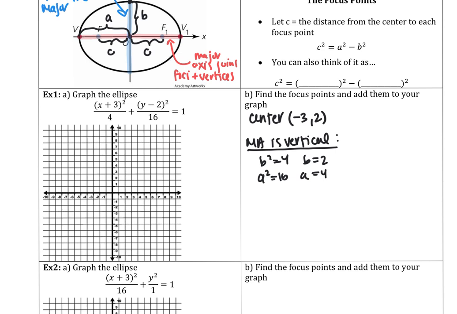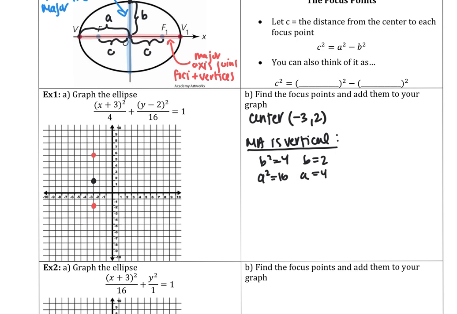So let's go ahead and set some stuff up, and then we'll come back to find the focus points. So the center is at (-3, 2). Let's go ahead and plot that. Negative 3 over, 2 up. There's the center. And now, since I know it's a vertical ellipse, I'm going to plot a units away from the center for the major axis. And since it's vertical, that's going to be up and down 4. So I'm going to go 1, 2, 3, 4, there's a vertex point, and 1, 2, 3, 4, there's a vertex point.